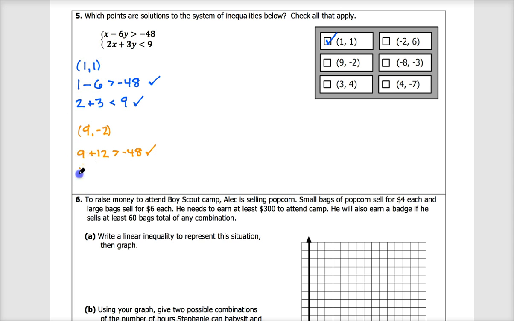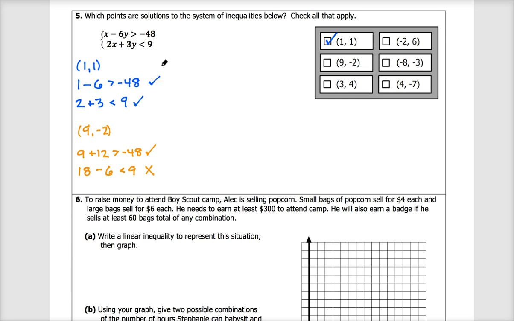2 times 9 is 18. 3 times negative 2 is a minus 6, so we get 18 minus 6, and is that less than 9? Well, 18 minus 6 is 12. 12 is not less than 9, so that would be a no. So that means 9, negative 2 is not a solution to this system.